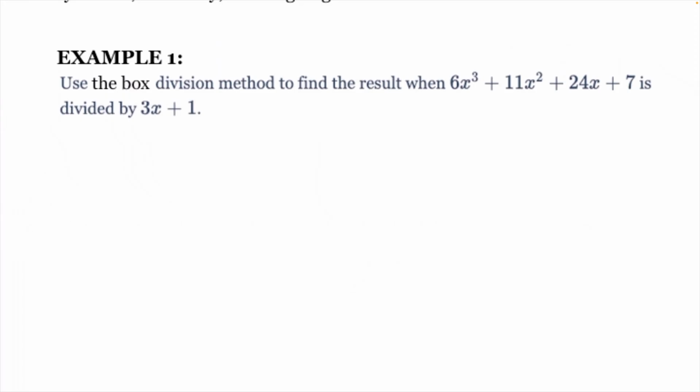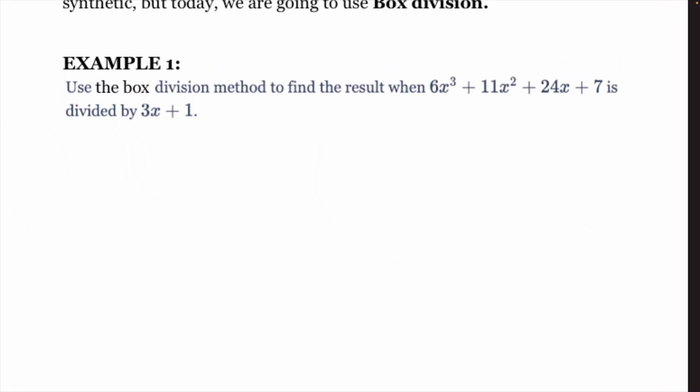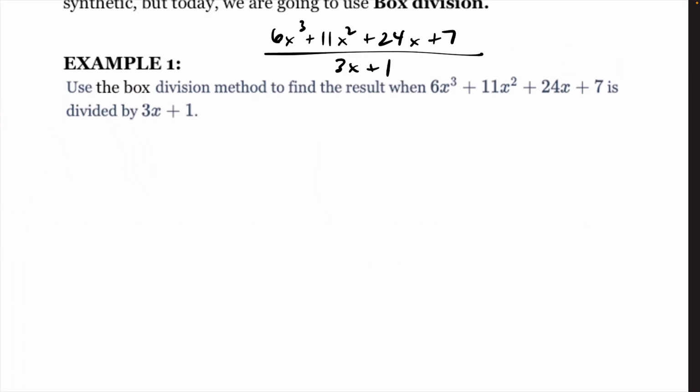So use box division when you're dividing 6x cubed plus 11x squared plus 24x plus 7. You're dividing by, right? So it's in words. So if it wasn't in words, this is what it would look like, right? It would look like 6x^3 plus 11x squared plus 24x plus 7, and then it's being divided by 3x plus 1, right? That's what you're used to seeing, right? That's what it says, just in words instead.